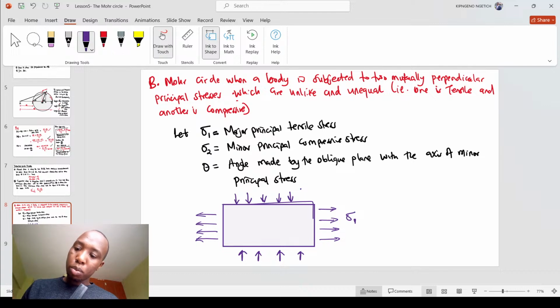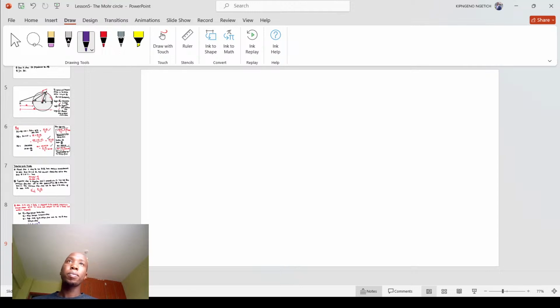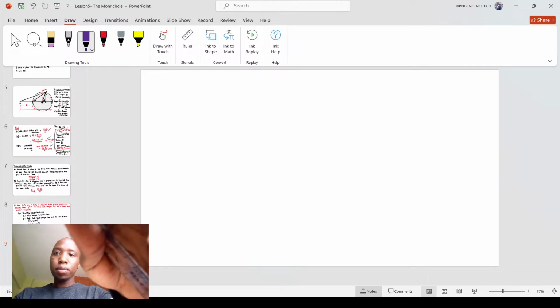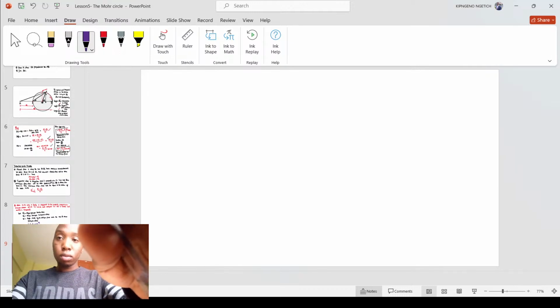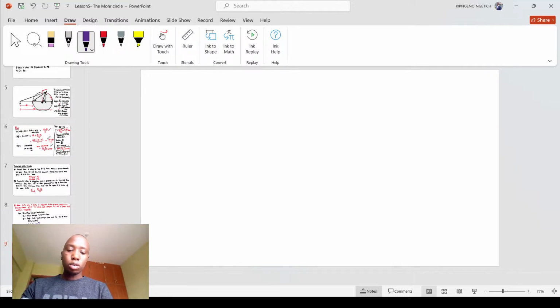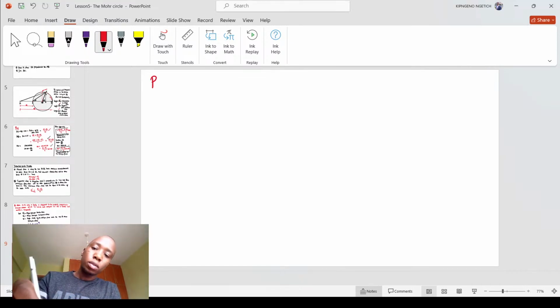Minor principal compressive stress. We are looking at something like that. Very good, very good, very good. Now, procedure. What's the procedure?